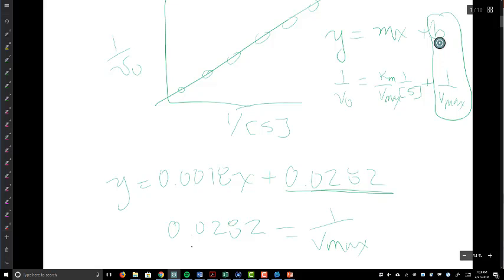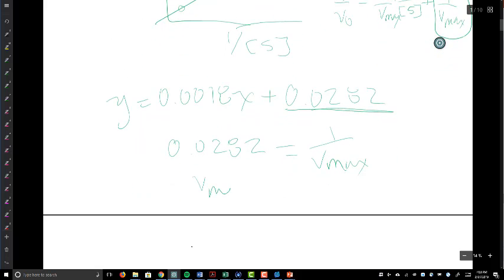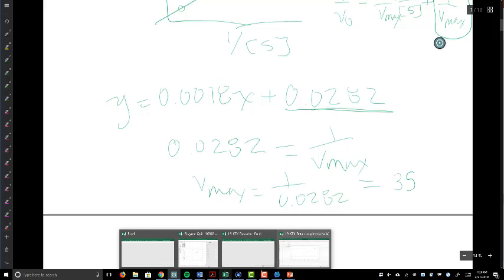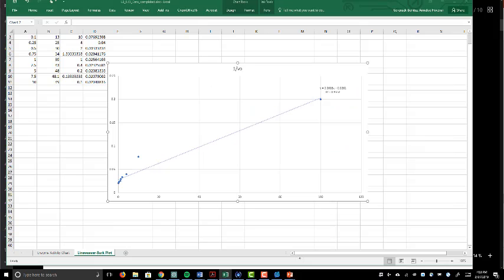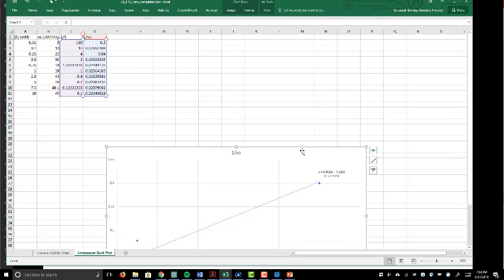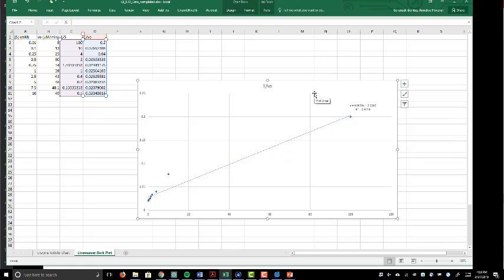Yep. And that should turn out to be, I think, about 35, whatever the units are. Can't remember what the units are. Yeah. And that's one of the reasons why we do this, because it's that simple. That's one of the reasons why Lineweaver-Burk is taught a lot in class, because it's really easy to solve, and it's particularly good for illustrating modes of inhibition. It's particularly strong for that.